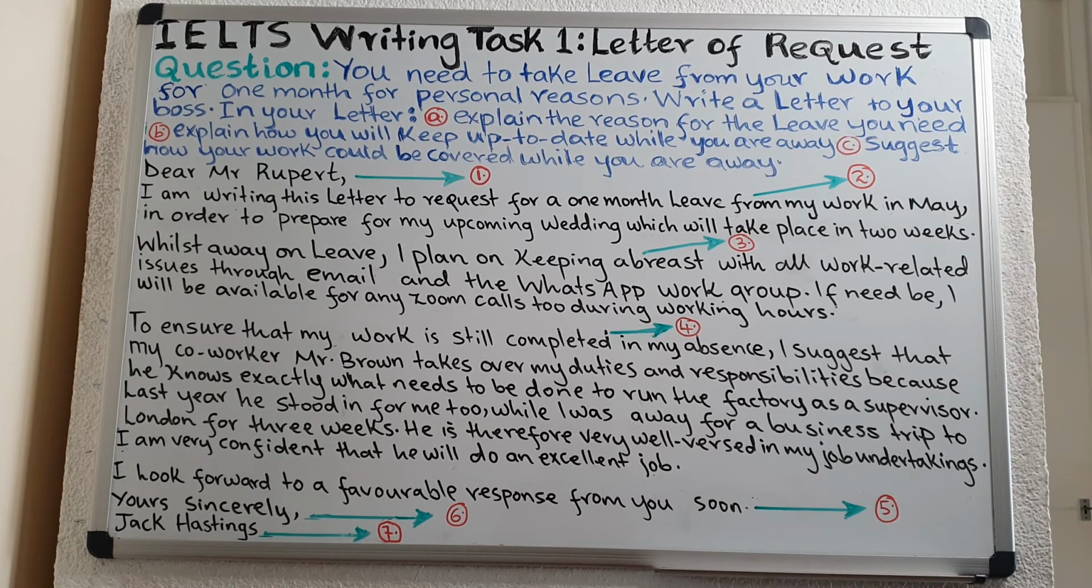So now that we have understood the question, we know exactly what the question is about, and we understand the 3 points that IELTS wants us to include in the letter. The next thing is to begin writing your letter. Step 1, write the salutation.